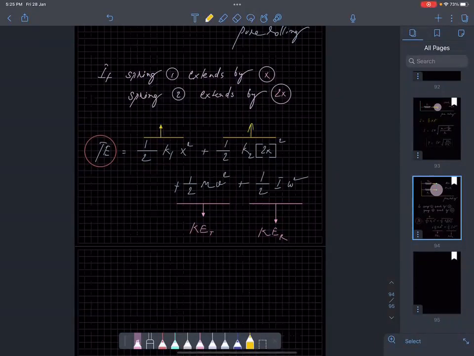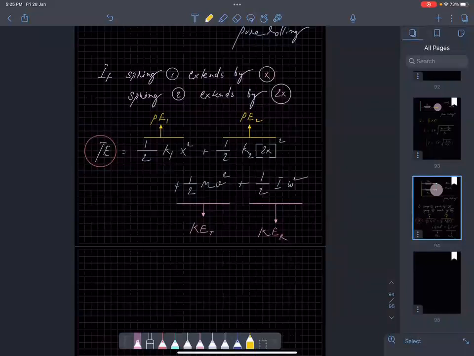Just by looking at it, for future reference, I'm writing PE1 and PE2, you'll understand. Now the problem is simple. You have to just solve it, but there is one more thing.